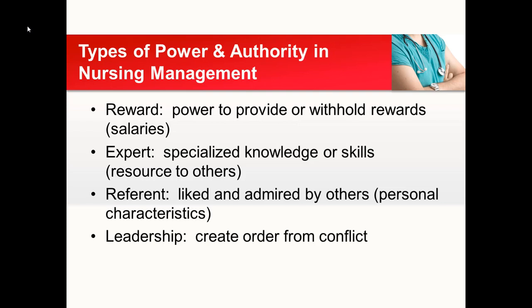Know these terms: the reward, the expert, the referent, and the leadership. Just the types of power and authority. The reward, they're able to provide or withhold rewards like salaries or bonuses. Expert is a good resource to other people. They have specialized knowledge, specialized skills. Referent is people like their personal characteristics. And leadership, they can create order from chaos or conflict.